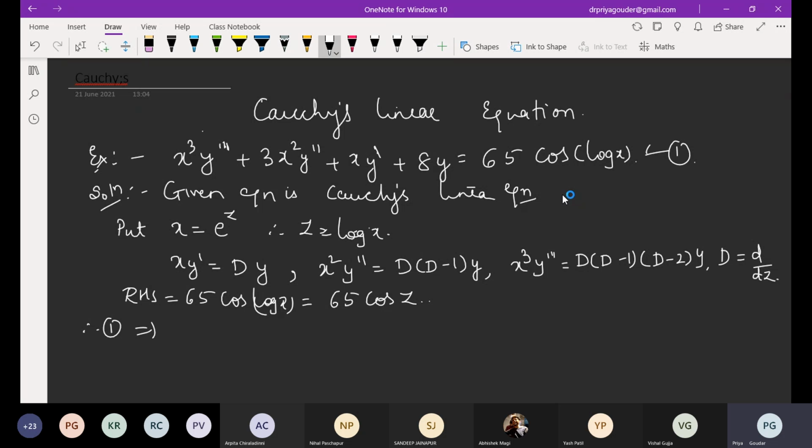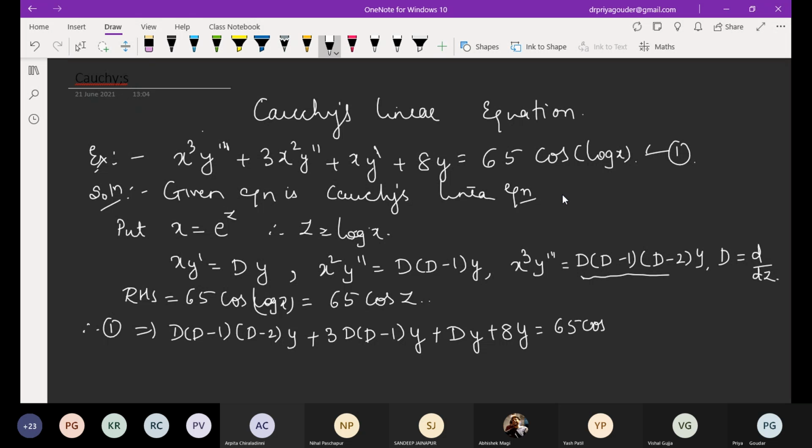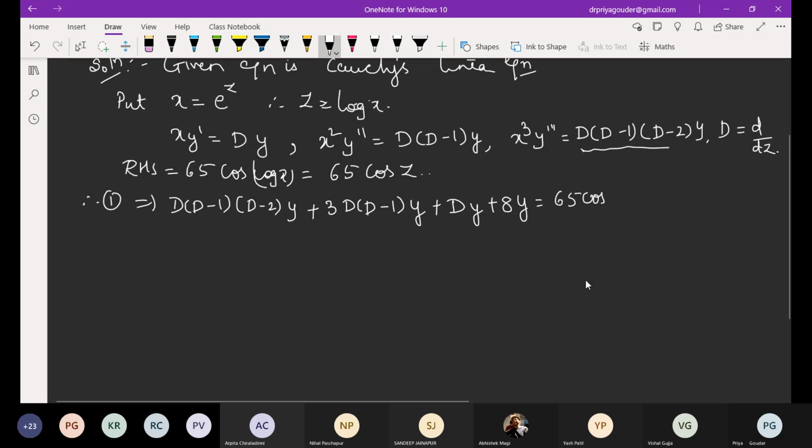So x cube y triple dash is how much? Isn't it this value? Substitute. D into D minus 1 into D minus 2 into y plus. Second term is 3x square y double dash, so 3 as it is. What is x square y double dash? D into D minus 1 into y, plus xy dash is Dy, plus 8y is equal to 65 cos of what we have? Log x, and log x is z.